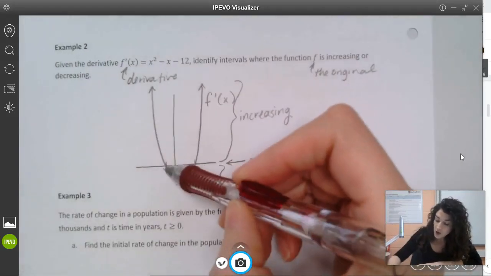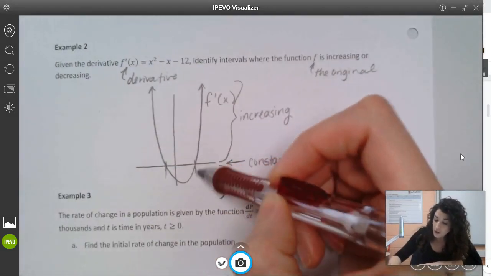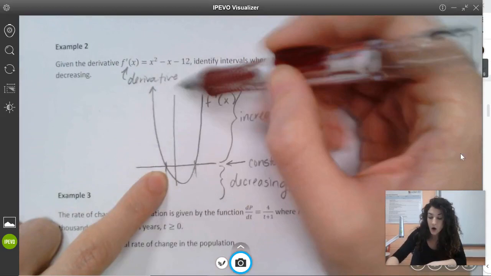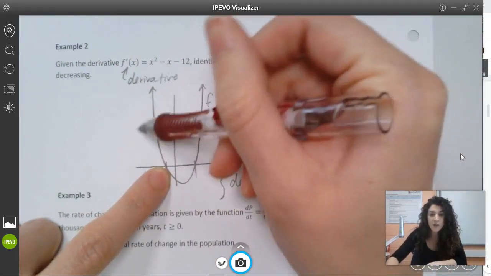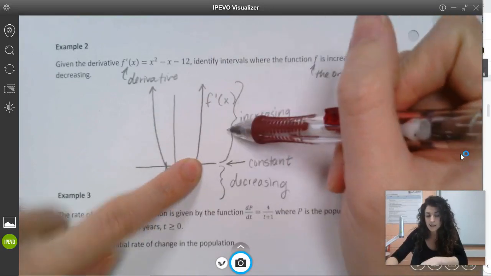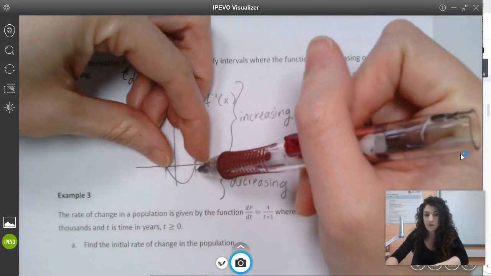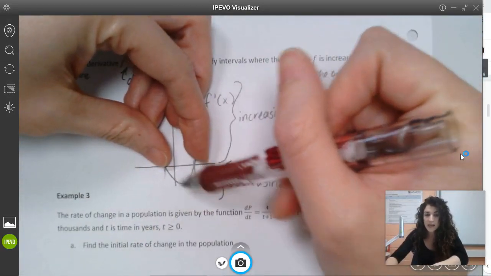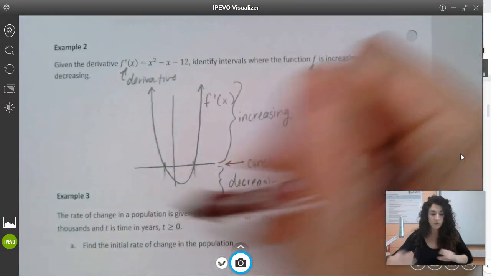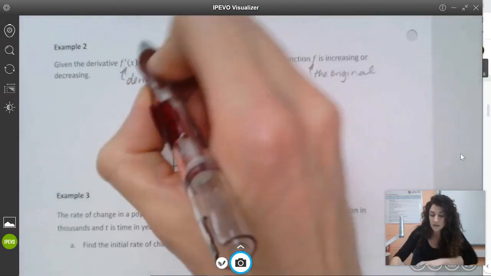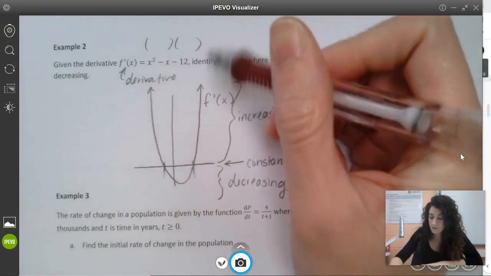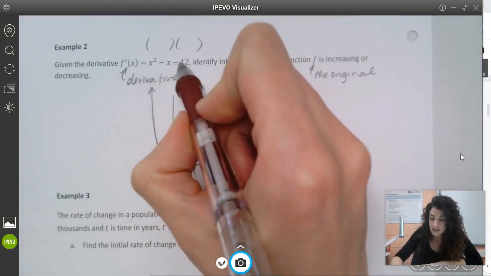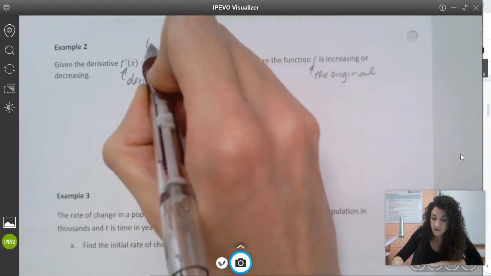So what we need to know is where it crosses the x-axis in order to say, oh, this function is above the x-axis within this interval as well as within this interval. And the derivative function is below the x-axis between these two. So we could factor this. If we remember factoring, we're looking for two numbers that multiply to negative 12 and subtract, because this guy's negative, to negative 1.